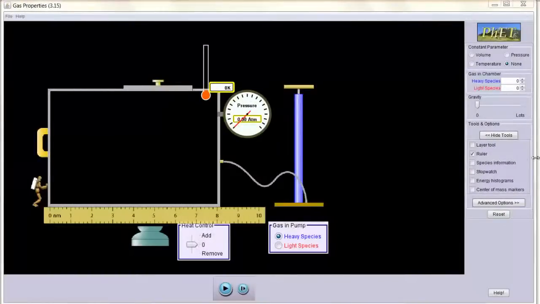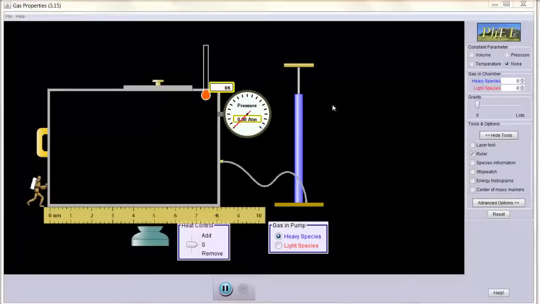So here's our PhET simulation, properties of a gas, or gas properties as it's called on the website. We're going to leave the constant parameters to none. So we're starting with an empty chamber. My initial volume is represented by the length of this chamber, for those of you that have done the lab. That's simply because the cross-sectional area of the box itself does not change. So if I change the length, I am in fact changing the volume. And it's directly related. Half the length, if I go from 8 centimeters down to 4 centimeters, will be half the volume. So we're going to use this number measured right on the ruler as our volume measurement, because it's directly proportional.